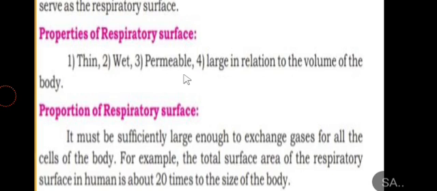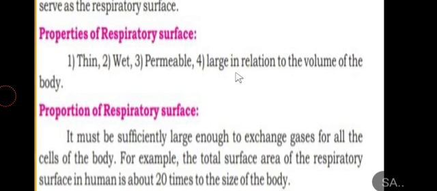The respiratory surface should be permeable. As you know, the cell membrane is a semi-permeable membrane that allows the exchange of limited molecules, and among them these gases come. So it should be permeable. And its surface area, that is the respiratory surface's area, should be larger in relation to the volume of the body. The more surface area there is, the more respiration will be done by the respiratory surface.